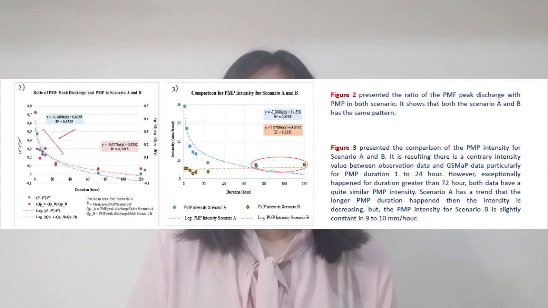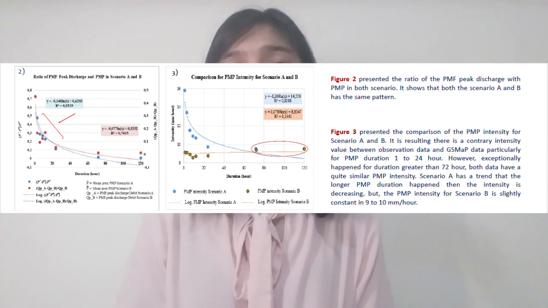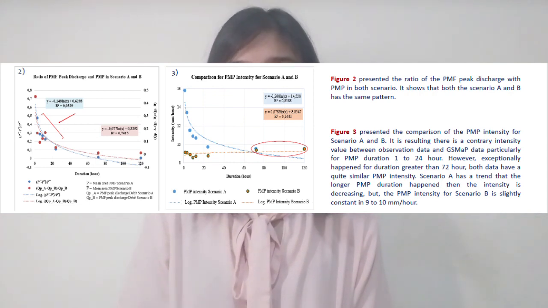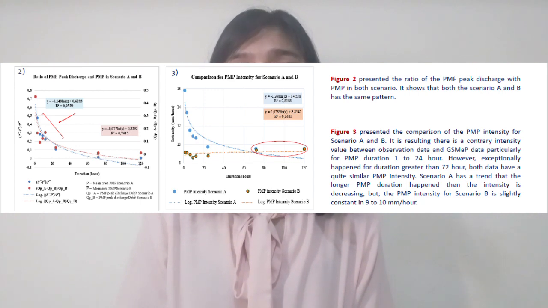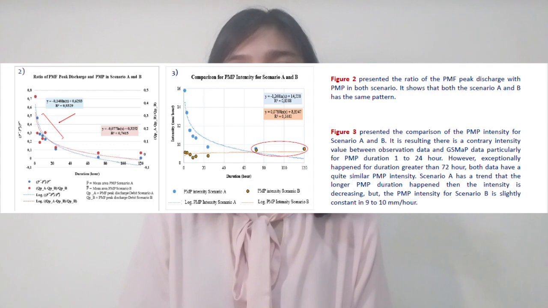Looking at the ratio between the peak discharge of PMF and PMP, as shown in figure 2, there is a similar or equivalent pattern for both scenarios. This is checked with the comparison of the PMP intensity shown in figure 3, and both scenarios have the same intensity when the duration is equal to or greater than 72 hours.